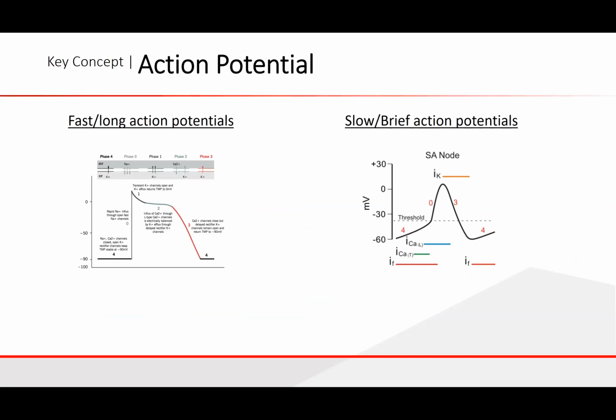We were saying there are two main categories. We have the fast, long action potential, and this is for mainly the myocytes or the normal cardiomyocytes. And we have the slow, brief action potential, which is the main characteristic of the conductive system and mainly the SA node. The first type is the fast, long action potential, which is produced in the working cells.